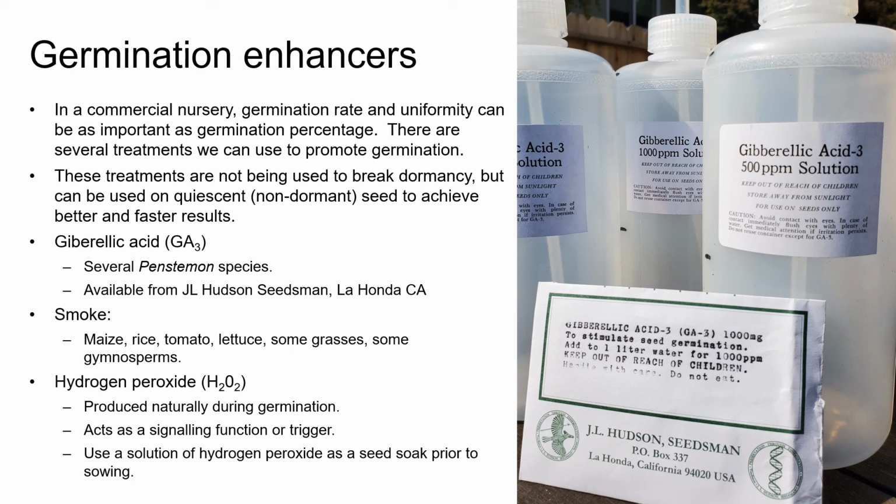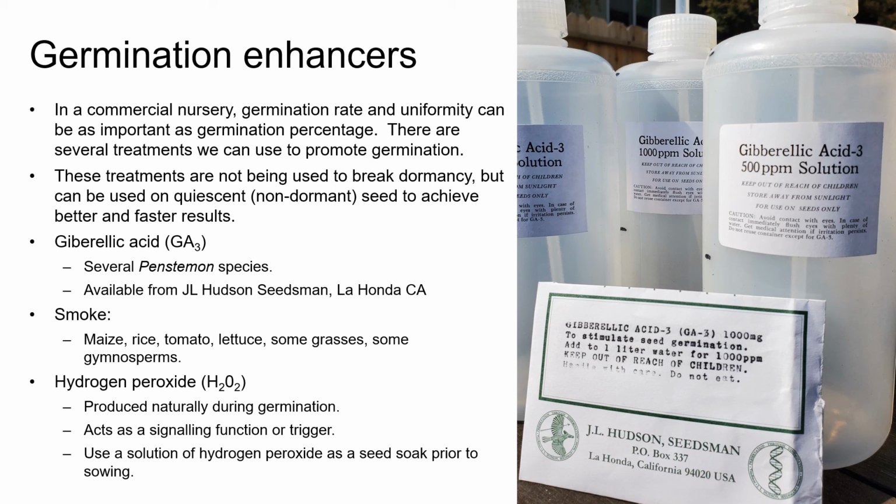A fairly commonly used germination enhancer is the plant growth regulator gibberellic acid. This is available as a powder, and then you make a solution with distilled water at the appropriate strength, which is then used to soak the seeds prior to sowing them. Several penstemon species benefit from a soaking in gibberellic acid, and you can buy this product from J.L. Hudson Seedsman, who's based in La Honda, not too far away from us.